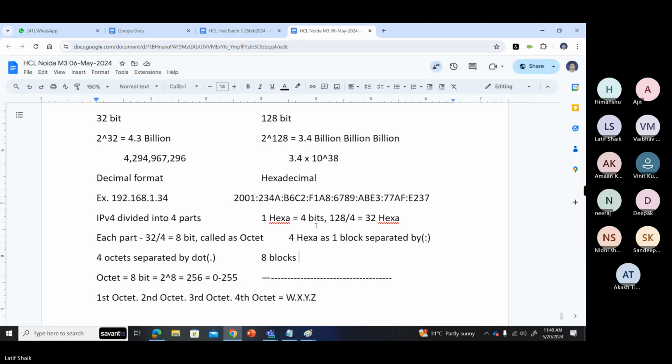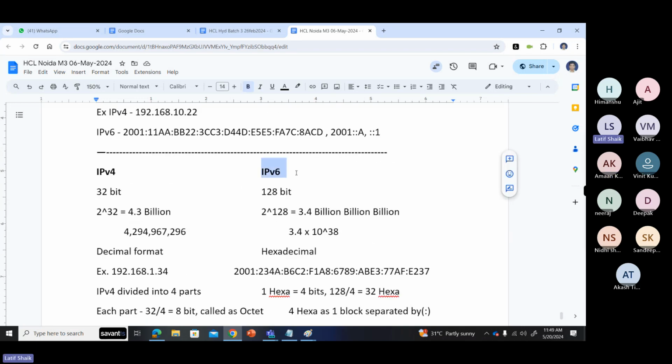Anyone understand the question? If IPv6 has so many advantages, why are we still using IPv4?